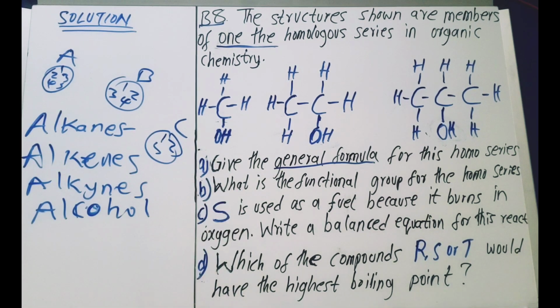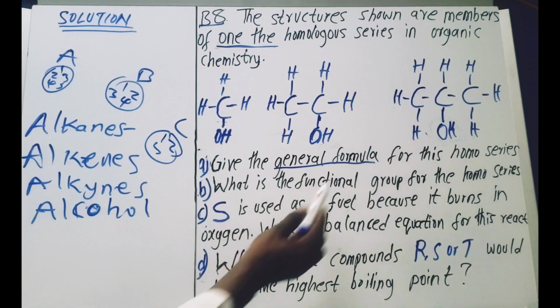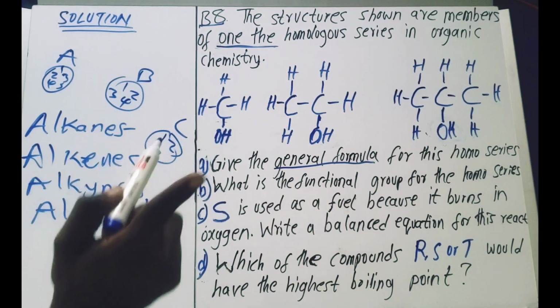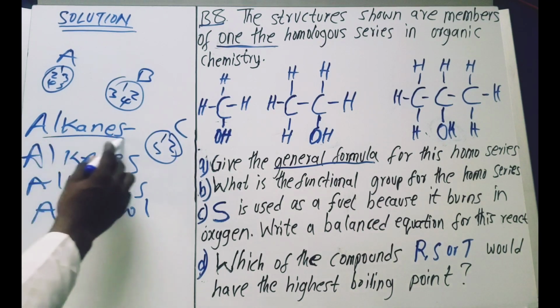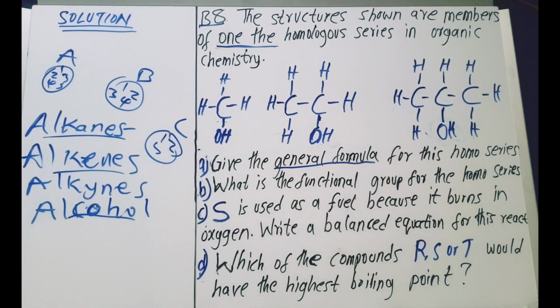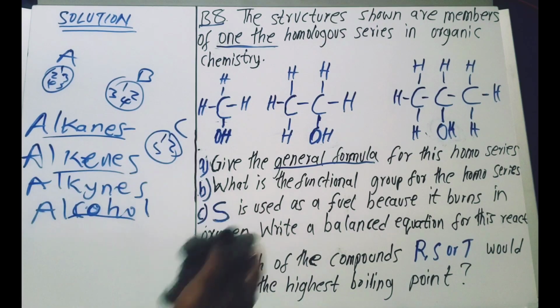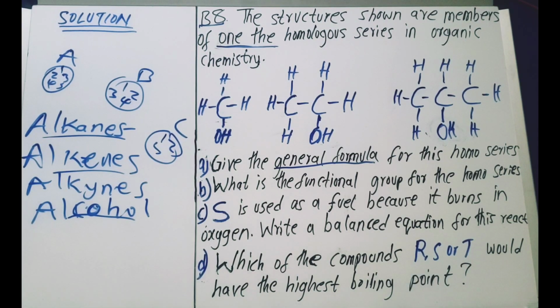Meaning for you to answer this question, to write the general formula of this group, you need to know first which group this is. Without knowing the group, you can't know its general formula, because each group has its own general formula. So that is very important. I think you should use this as an example, then we go through these questions together.